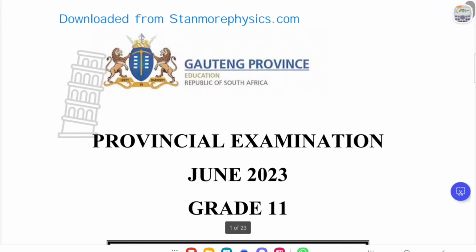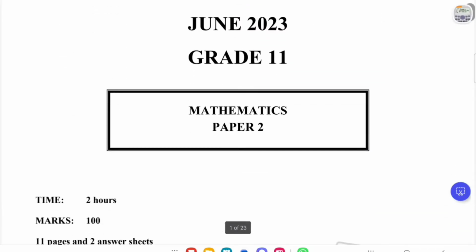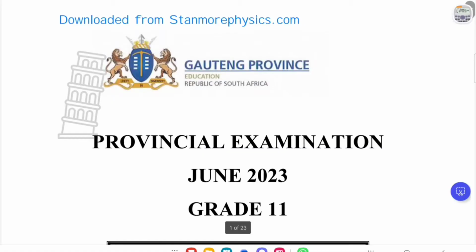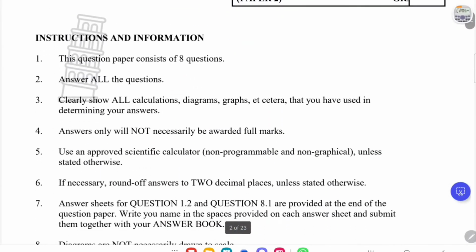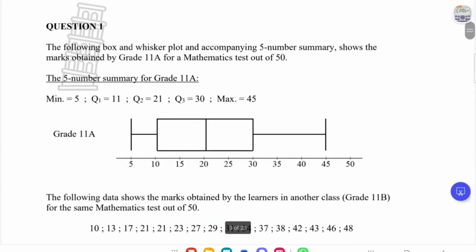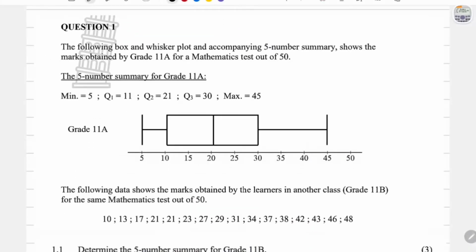In this video we're going to be working on the Maths paper 2 for June 2023, and this is a Gauteng province paper, so it's a provincial paper. The paper is 2 hours and it is for 100 marks. As usual we have our instructions and then we move on to the first question, which is on statistics.